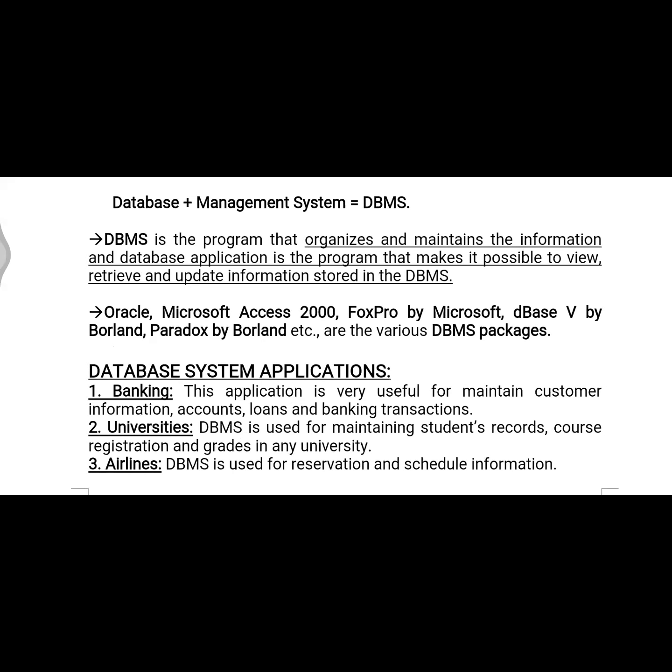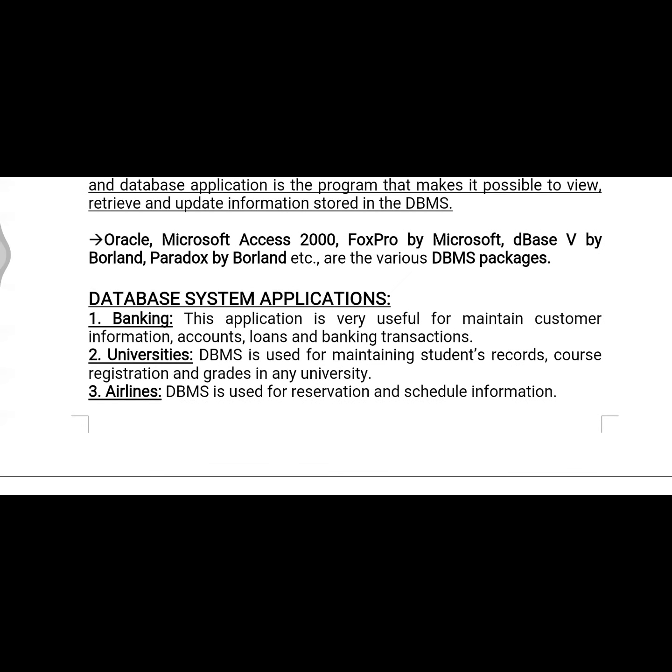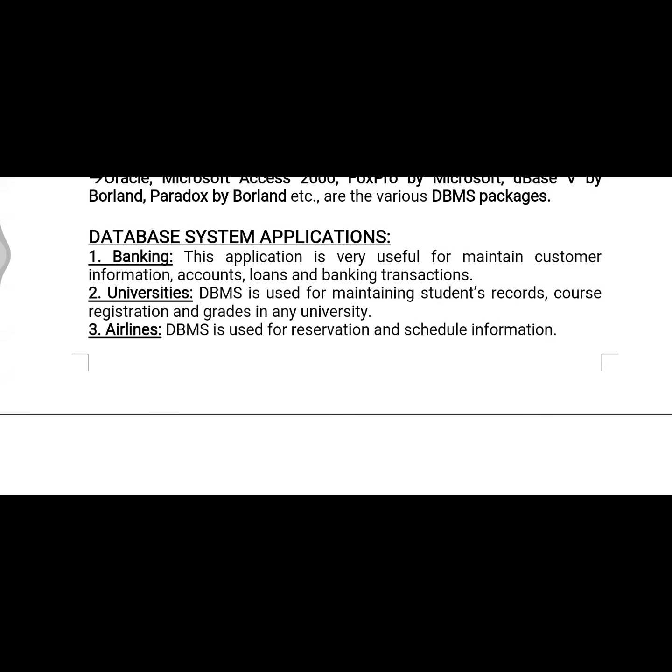So here are different types of versions: Oracle, Microsoft Access 2000, FoxPro and Paradox, Borland DBMS, and Oracle, SQL, MySQL. So these types of things are used for maintaining the database functionality. Wherever we are using a database, we can use it anywhere. So many applications are based upon the database management system.